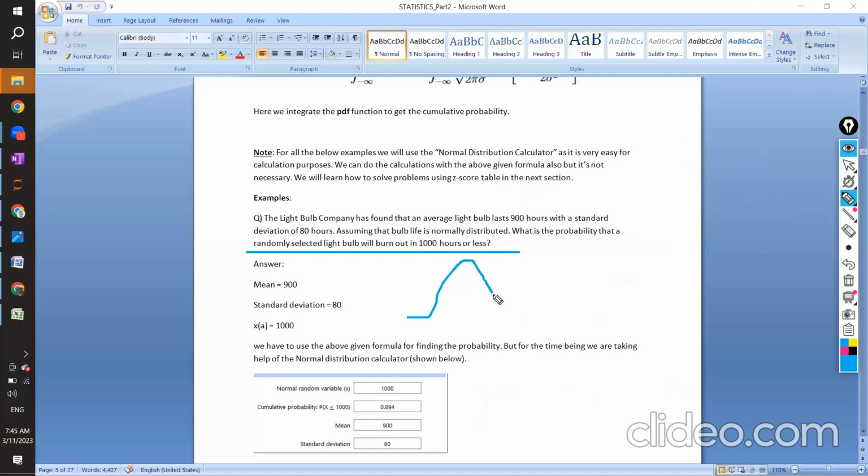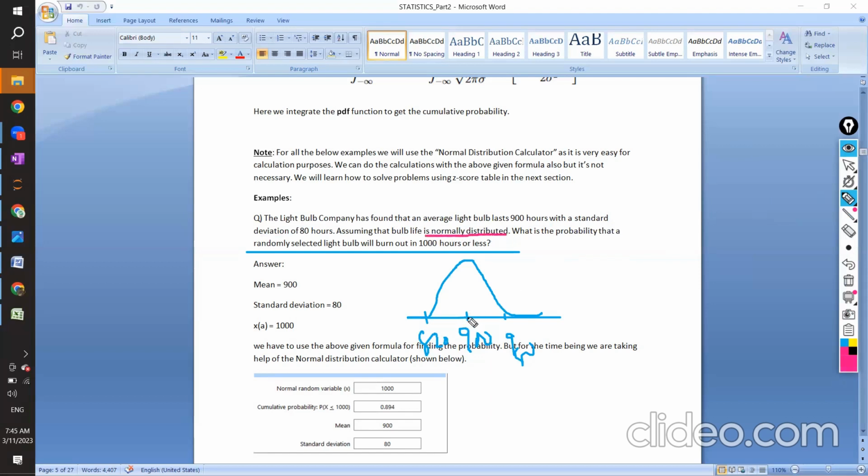See, guys, this is a curve, a normal distribution. He's saying this is normal distribution, and the mean is 900. Standard deviation, somewhere you will have 980, somewhere you will have 820. These are the hours. So now he's saying it is normally distributed. That means what?